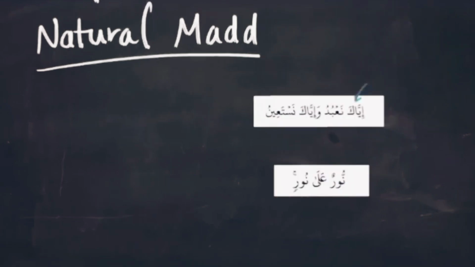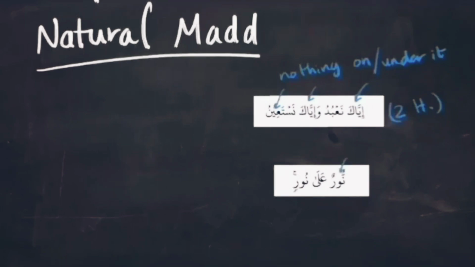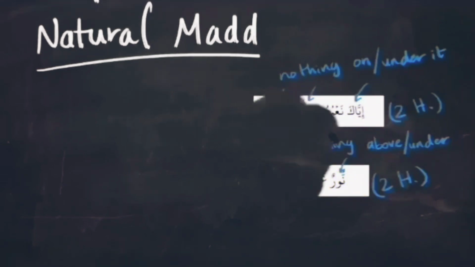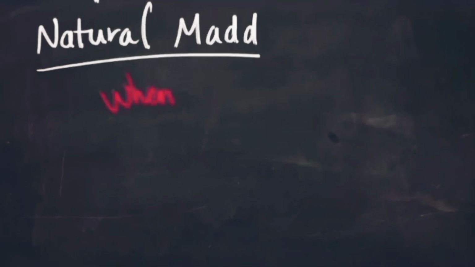So when do we use the natural med in the Quran then? First, if you see any of the 3 letters of the long vowels that don't have anything on top or under it, you will extend or lengthen the letter by 2 harakat. So that is about 1 second. For example, إِيَّاكَ نَعْبُدُ وَإِيَّاكَ نَسْتَعِينُ نُورٌ عَلَى نُورٍ.